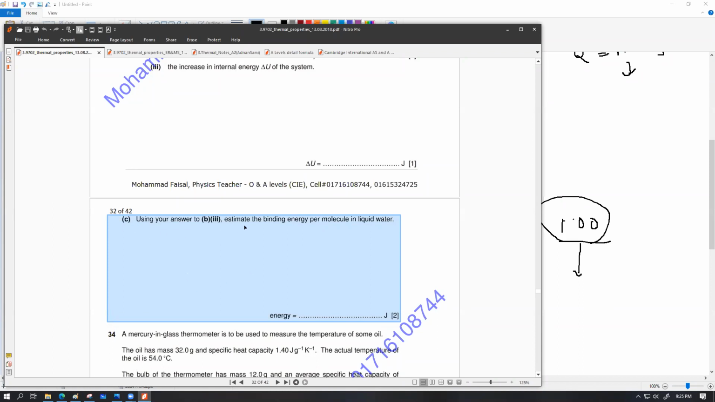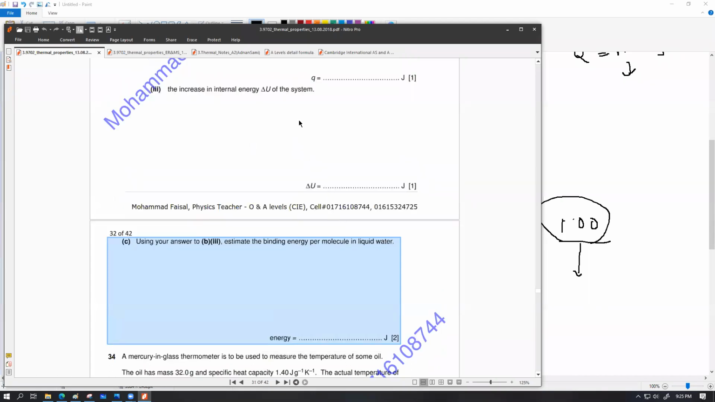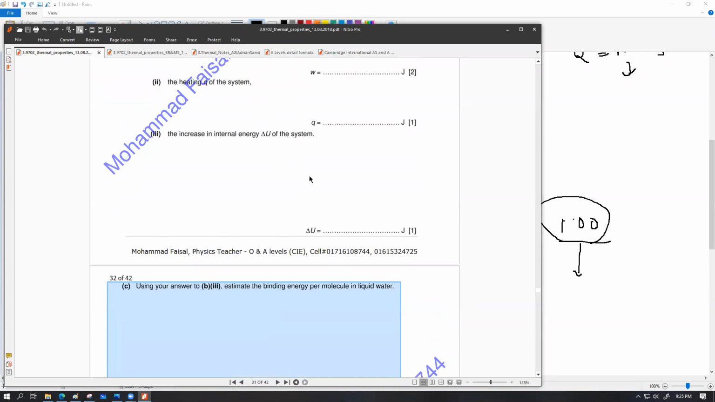Using the answer in B3, estimate the binding energy per molecule in water. Understand the basic meaning of binding energy per molecule: it means the average binding energy of the water. Altogether, in the process of doing this, water did some work on the atmosphere, which is going out. So how much average energy increase did we have to give to each water molecule to convert it from liquid state into gaseous state? That's what they mean by binding energy.